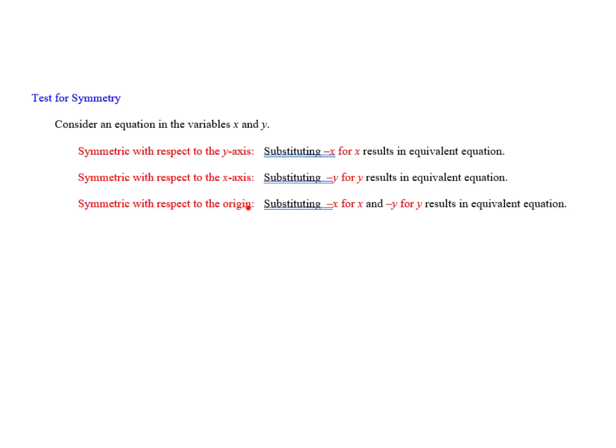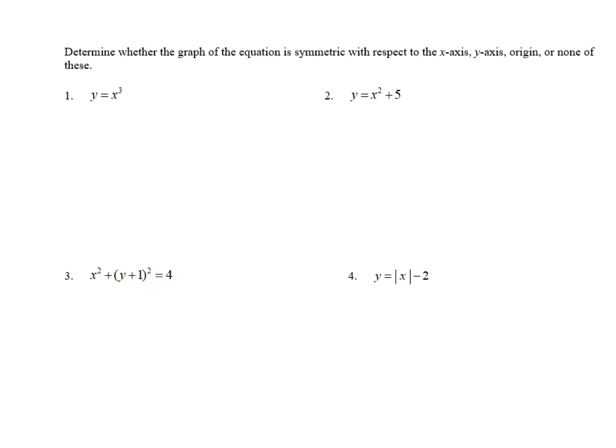Symmetric with respect to the origin is going to be substituting negative x in for x and negative y in for y, and see if you get an equivalent equation. So let's do some examples. Let's say I'm going to test for all three symmetries. So I'm going to start with symmetry with the y-axis.